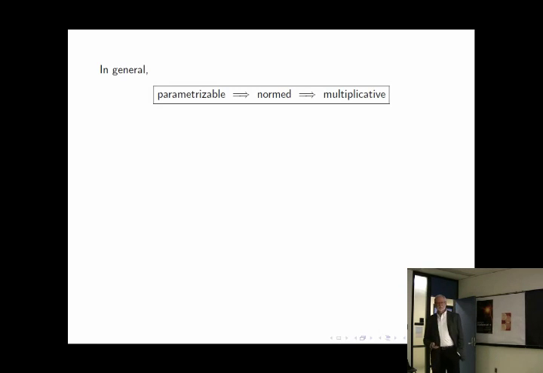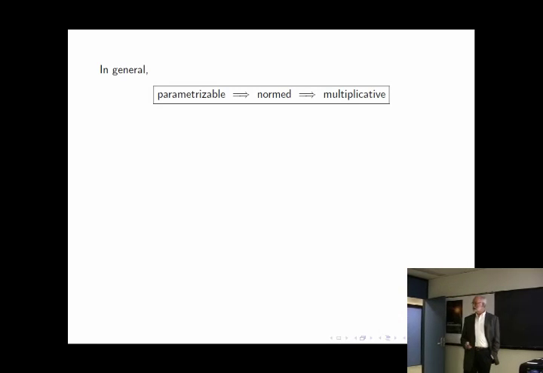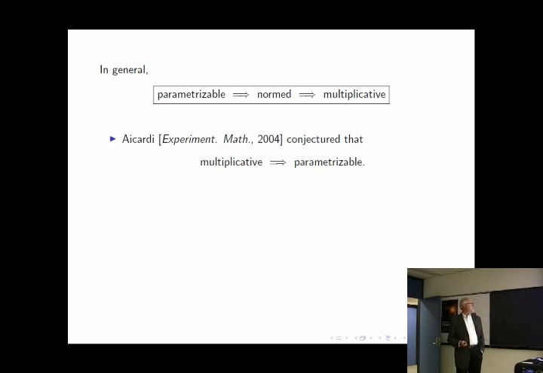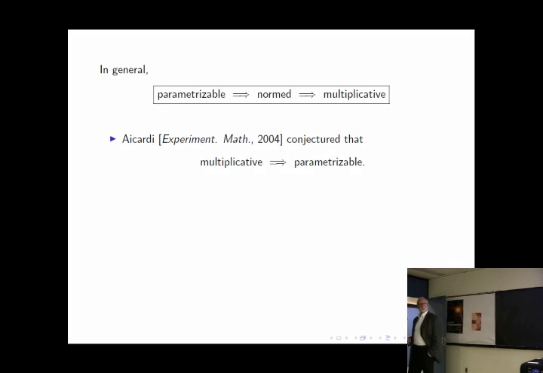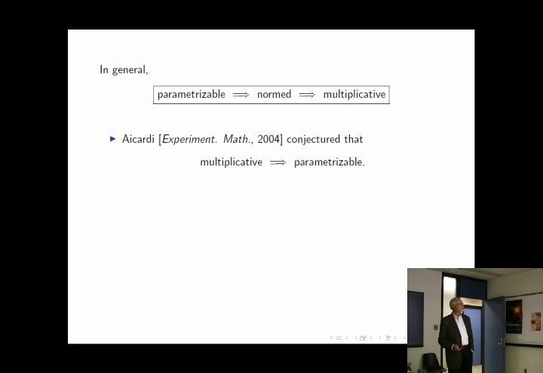All that works as we observed for imprimitive forms as well as for primitive ones. And there were two conjectures. Eicardi conjectured one of those reverse implications. He conjectured that multiplicative implies parametrizable, in a paper in 2004. So he was conjecturing that every multiplicative form arose from one of these parametrizations.